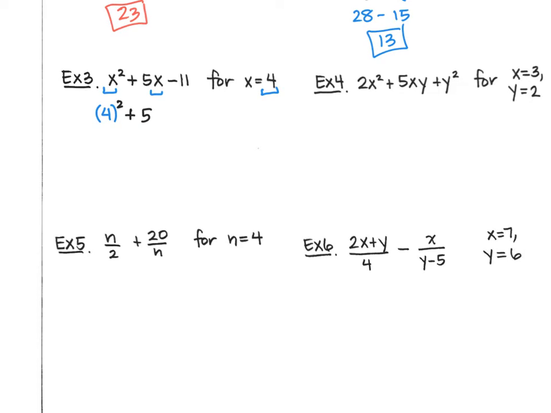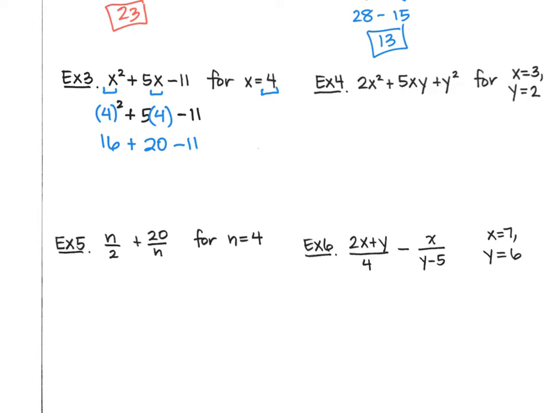Where the x is, I'm going to substitute 4, but again, I don't want 54. I want 5 times 4. And I will bring down the minus 11. Make sure you don't miss any of the terms, and make sure you show the substitution step. Now I'm going to evaluate it. 4 to the second power is really saying 4 times 4. That's 16, plus 5 times 4 is 20. And I'll bring down the minus 11.